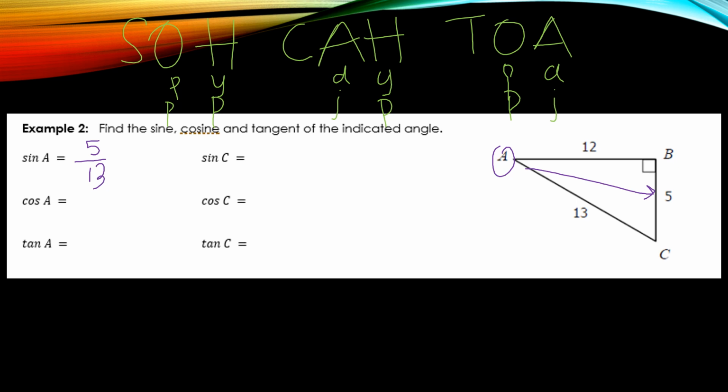All right, then we're going to do cosine of angle A. Cosine means adjacent over hypotenuse, so make sure you use the adjacent leg, because some people would argue that 13 is adjacent, and yes, it is adjacent, but it is the hypotenuse and it's not a leg, so you want to make sure you're using the leg. So from angle A, 12 is adjacent and 13 is the hypotenuse, so the ratio for cosine A would be 12/13.